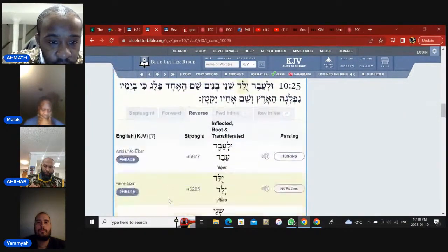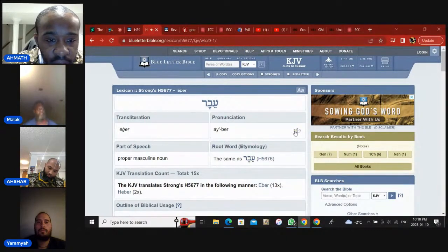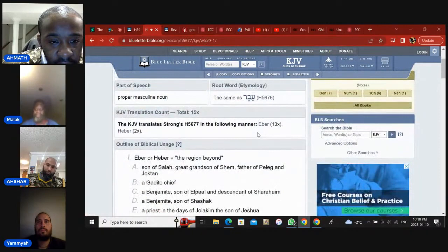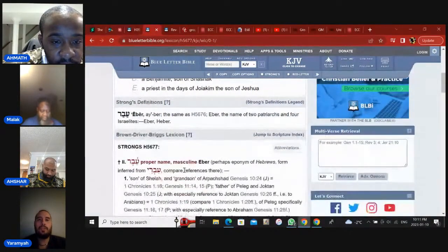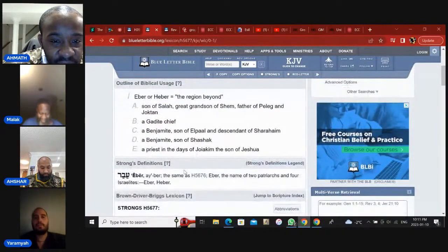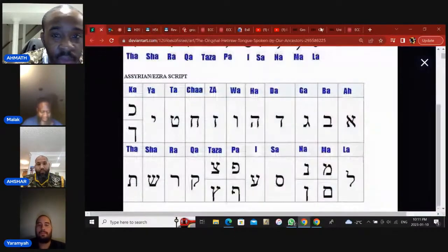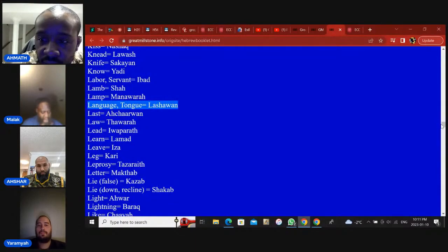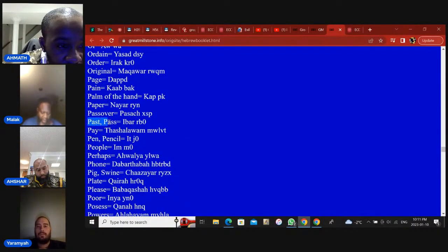So let's get the word Eber in the Hebrew here. Strong's H5677, Ever. The definition for Eber is the region beyond, and also from the past. It really means past. Let's look at the word past here in the Hebrew booklet. Past or pass, Ibar. I looked up past in Blue Letter, and if you look it up as well, it's Ibar.